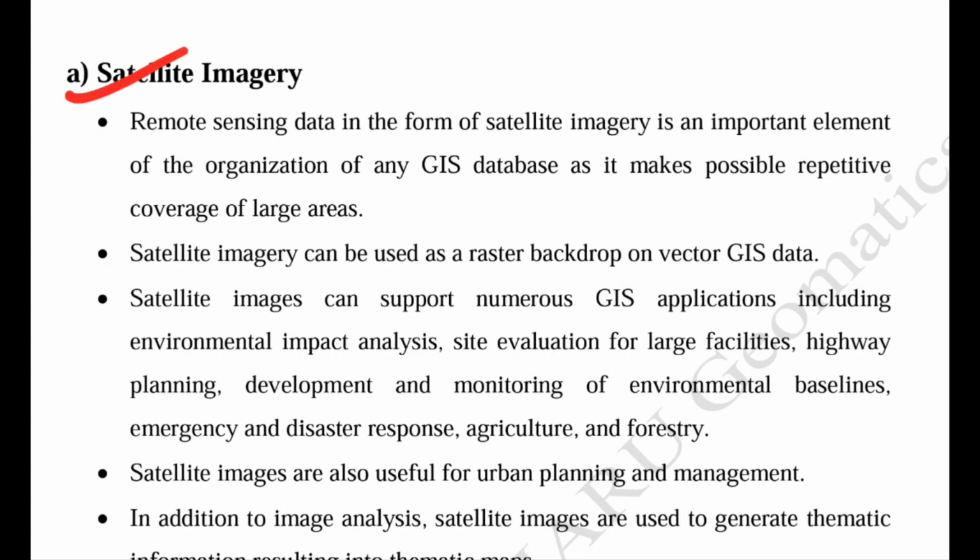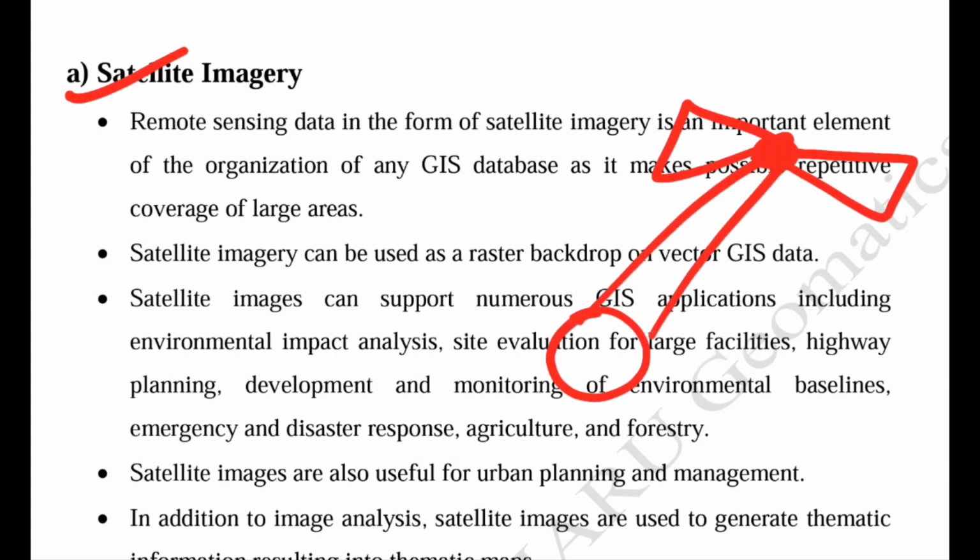So satellite imagery data can be used in the GIS software. Remote sensing data in the form of satellite imagery is an important element of the organization of any GIS database as it makes possible repetitive coverage of large areas. Because we know as the altitude of the satellite increases, the coverage of the ground increases. So unlike terrestrial platforms and aerial platforms, satellites cover more ground than other platforms.